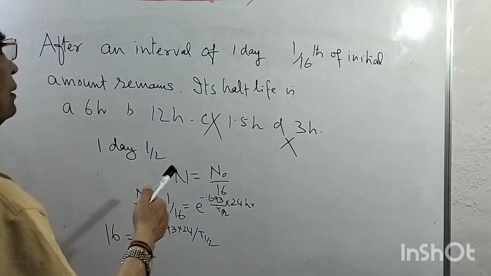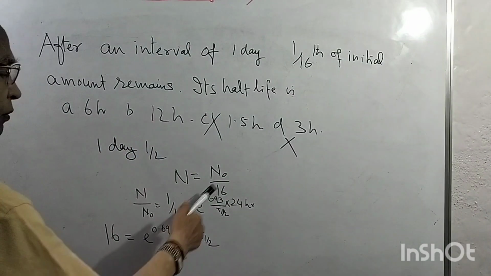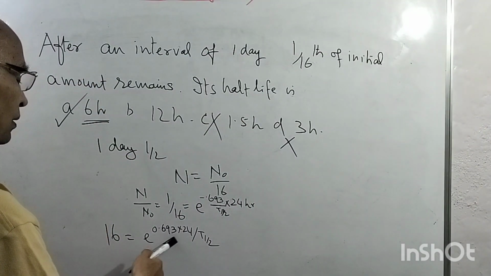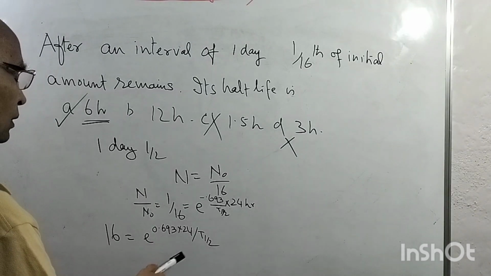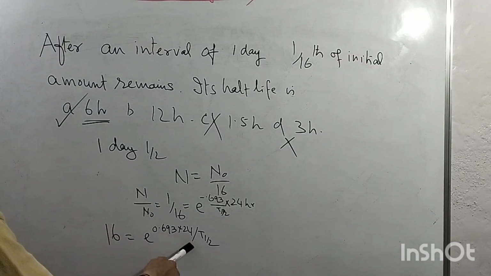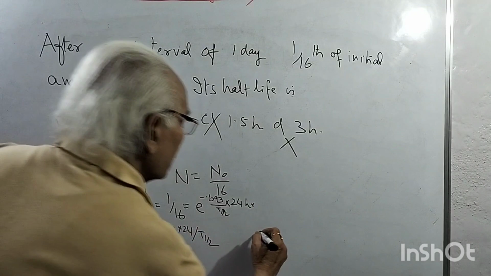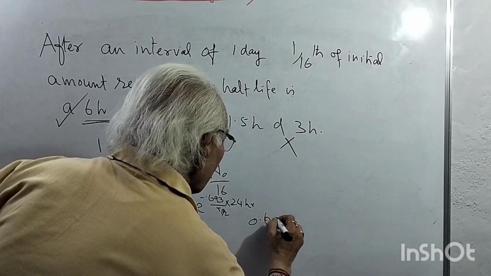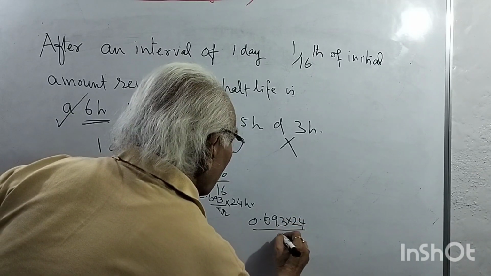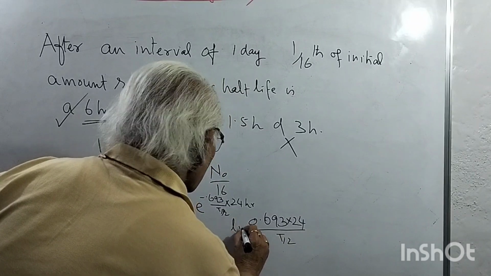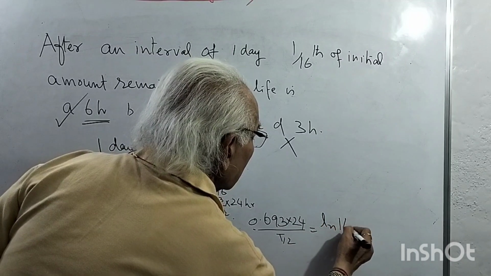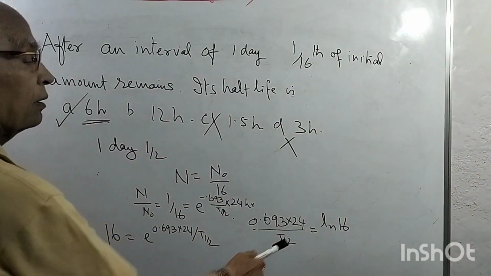This is large. From this the answer is 6 hours. You can get it from here: e to power 0.693 into 24 over t half. Taking ln of this, you get 0.693 into 24 over t half is ln of 16. And now find out t half.